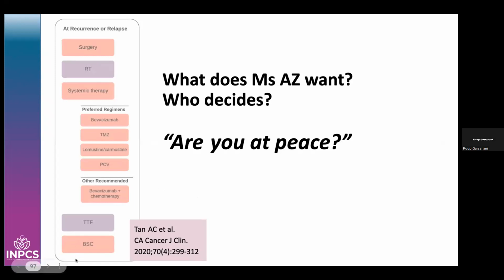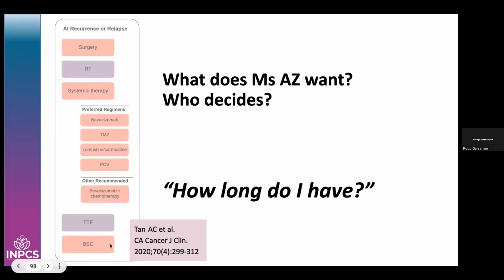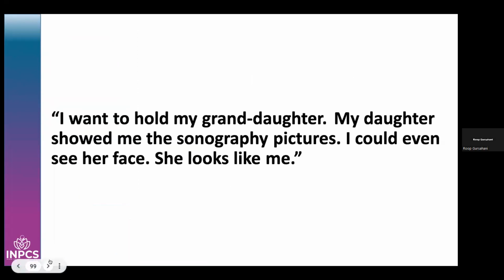usually one of the things that I do, at some stage, I do ask my patients a basic question about their spiritual needs, and usually the leading question is, "Are you at peace?" Of course, from her side, as I said, her question was, "How long do I have?" And when I spoke about, "Are you at peace?" she said, "My only concern right now is that I want to see my granddaughter."